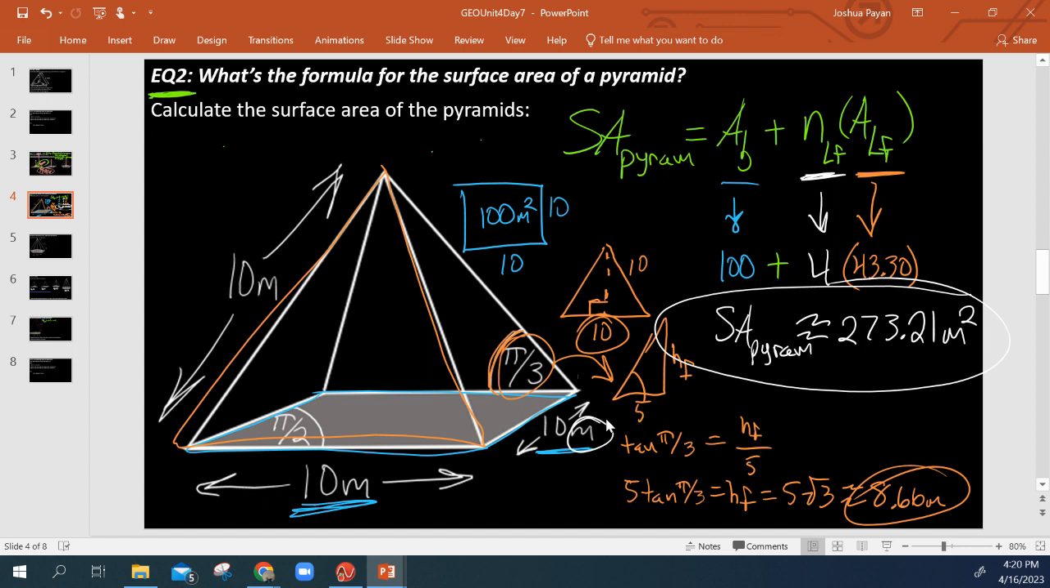So utilization of this formula, utilization of surface area in general, like I said in the previous lesson, is very simple. It's a lot like perimeter, right?